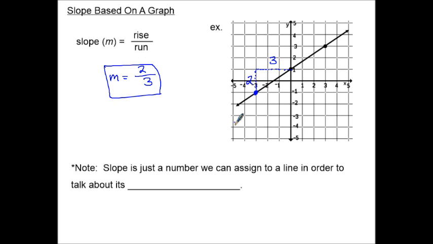Alright, now you might be saying, hey, what if you went from the other one? Well, notice if I start right here, I'm still going up 2, and I'm still going over 3 to the side. That's still a 2, and that's still a 3, so it's irrelevant which 2 you start from.